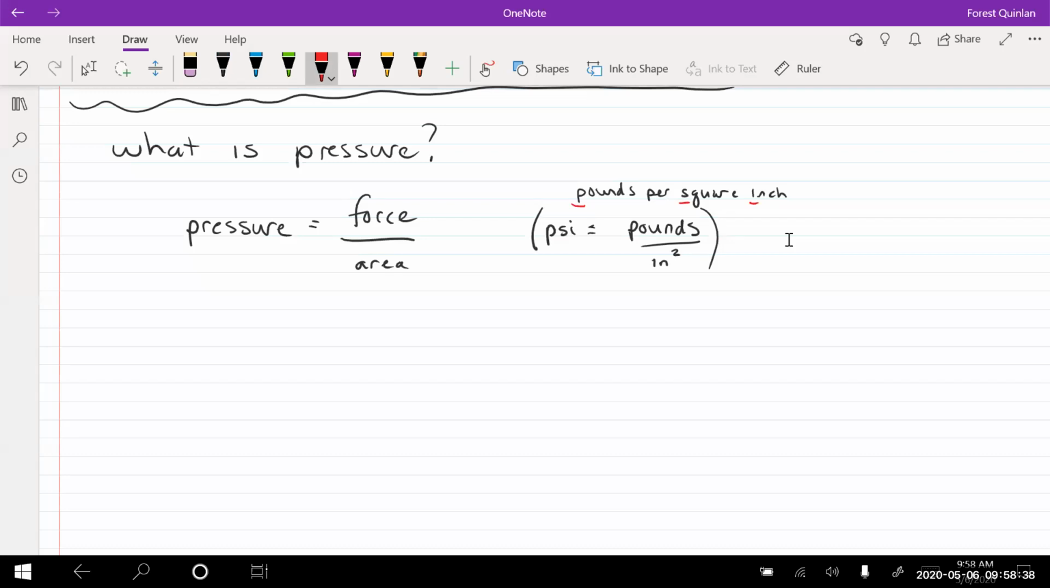So a pressure is a force over an area. If you want to increase the pressure of something, you increase the force, or you decrease the area. You apply the same force over a smaller area.